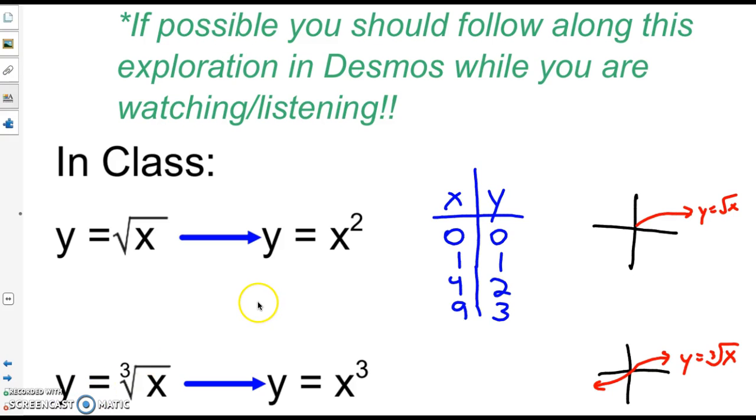So I've added sketches of the parent function graphs for y equals the square root of x and y equals the cubed root of x. You should memorize what these look like. You can always make a table and put some points on there, but it's useful to have the basic shape memorized so you know how to start any graphing problem.